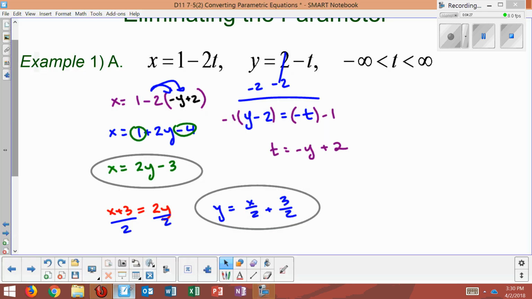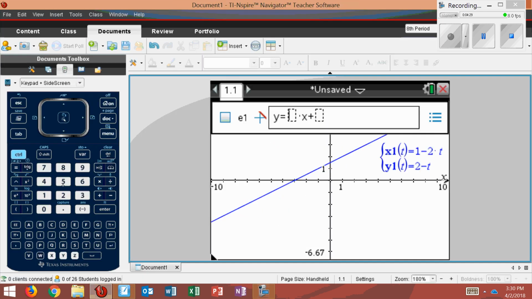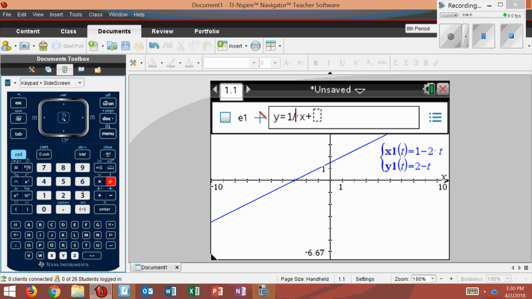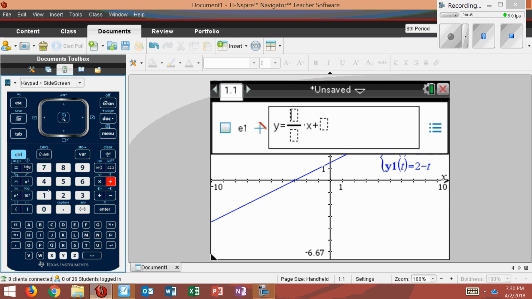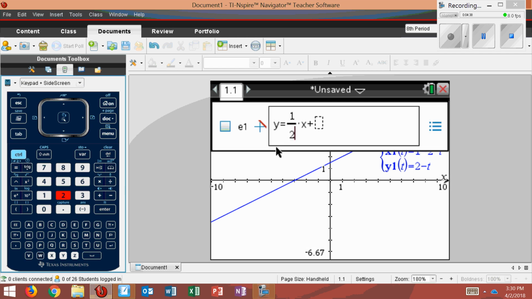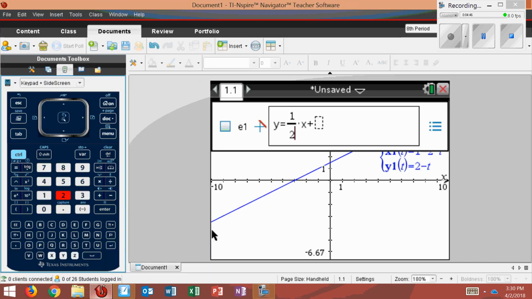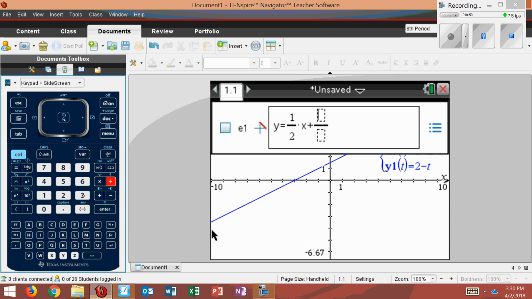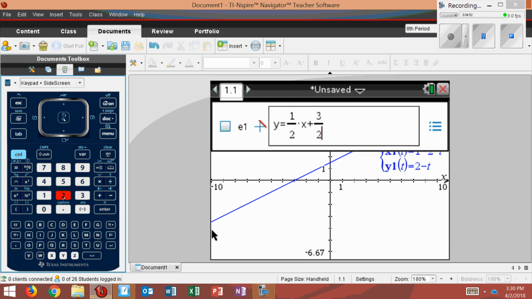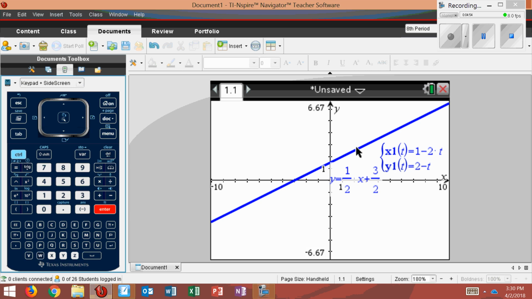And we discovered that this was x over 2, so that's basically 1/2 x. Let me change it this way. So you can see this is 1/2 x, and then because that's the same thing as just having a 1 here, it's 1/2 x plus 3/2. Press enter. Notice it's the same exact line.